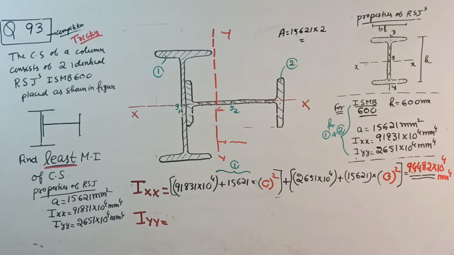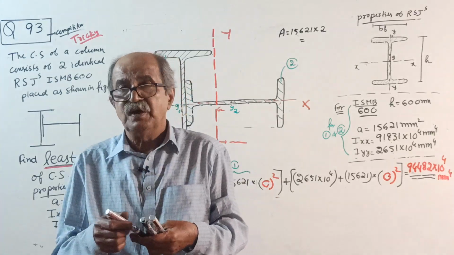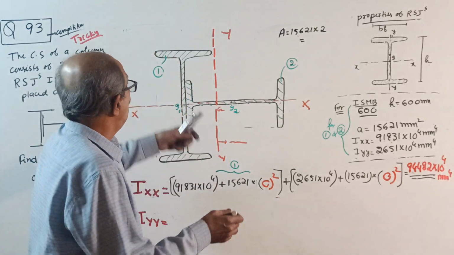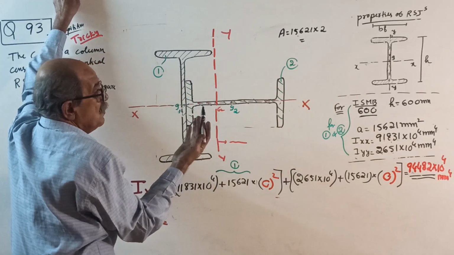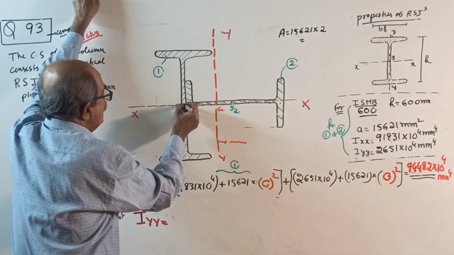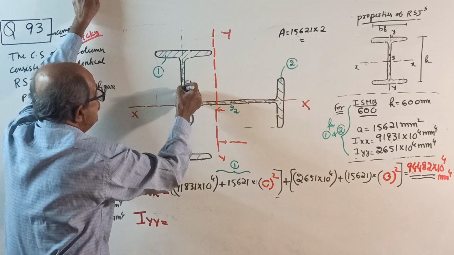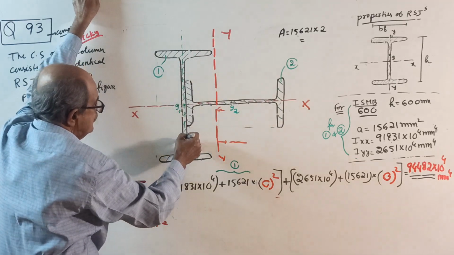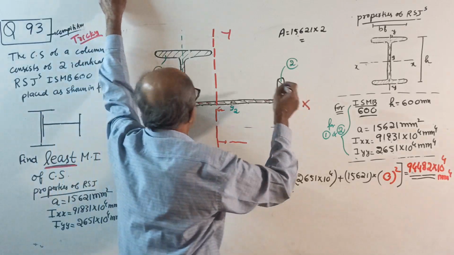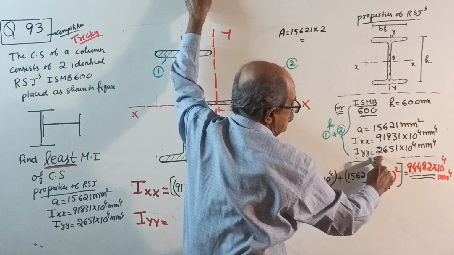That is Ixx. Now come to Iyy. See correctly, that's why it's a tricky question. We want I about yy. First of all, we don't know where yy is. No problem. Come here, the centroid is here. I about its own centroidal axis, this axis, is nothing but this axis. How much is it? 2651.